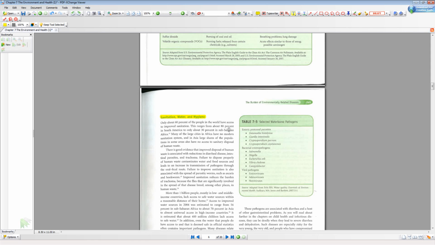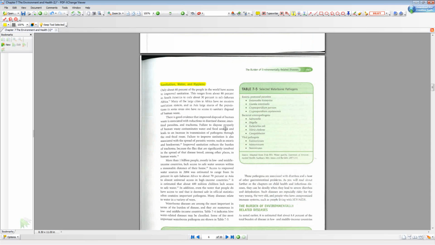So again, if we can make an impact in providing individuals with access to clean water and proper sanitation, we can see a dramatic decrease in the death toll related to diarrheal diseases, particularly when we think about children. We can see here that the evidence states that improved disposal of human waste is associated with reductions in diarrheal diseases and other illnesses.